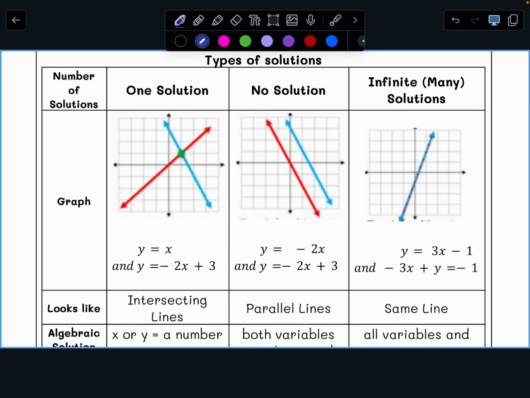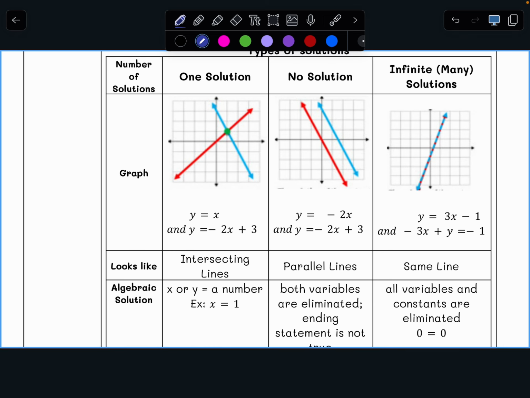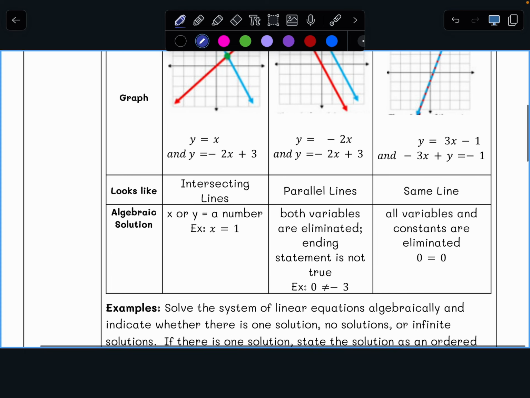Another type of solution you'll see is parallel lines. That is no solution. So when they do not ever intersect, you'll never get a coordinate for it. There will be no solution. You'll see this algebraically when both variables are eliminated, and then you end up with a statement that's not true. So you're going to end up with something like 0 equals -3. That's obviously not true. So if you get no variable, so you don't end up with x equals or y equals at the end, you end up with a number equals a different number, that means there's no solution.